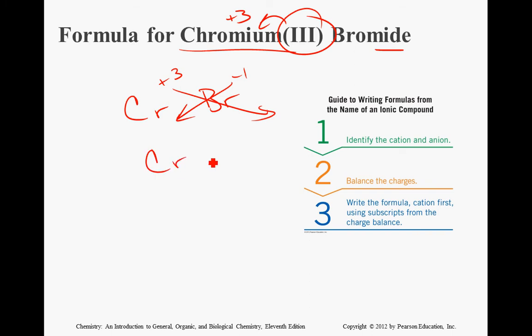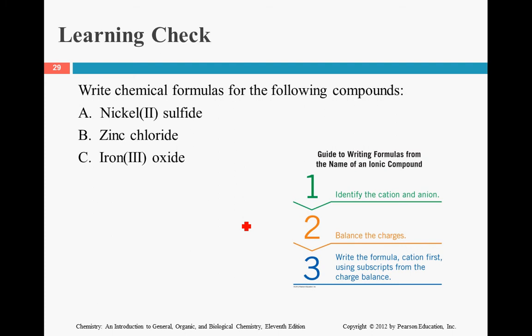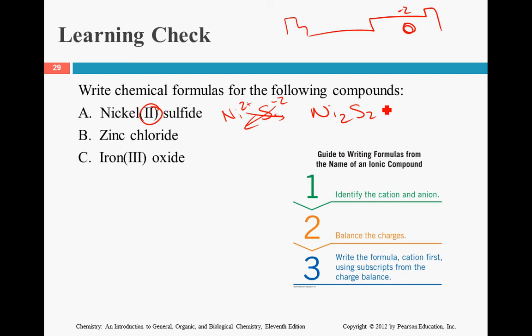Crisscross, Cr1, Br3, or just CrBr3. Let's look at some more. Nickel 2, that means that it has a +2 charge. Sulfide, sulfur is right here on the periodic table. It has a -2 charge. Crisscross becomes Ni2S2. Remember before we were talking about the aluminum and nitrogen, how they canceled out? Well, these cancel out too. So it's just NiS.